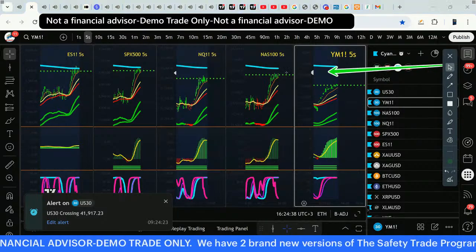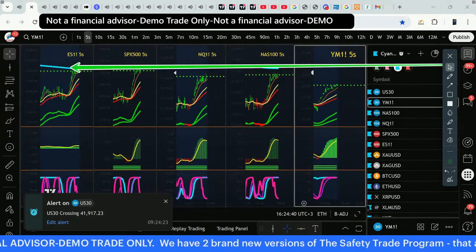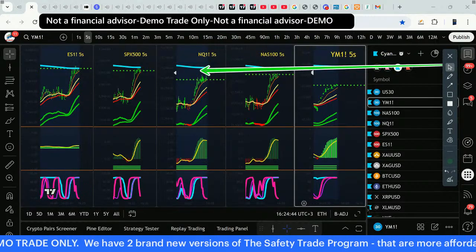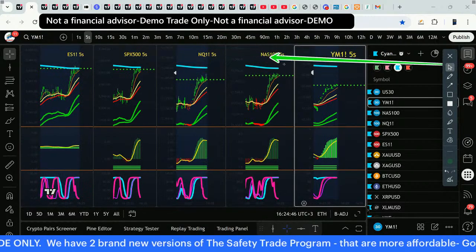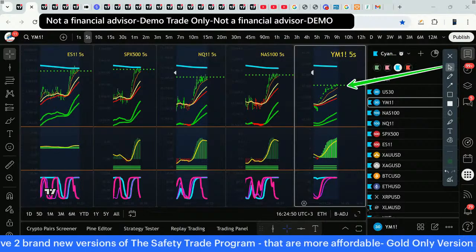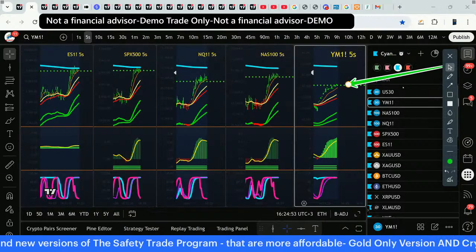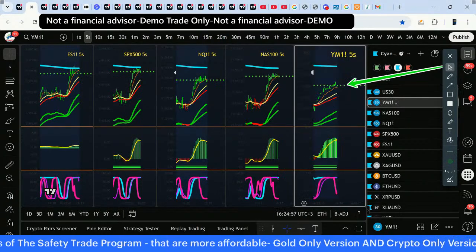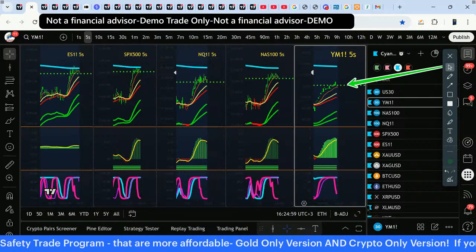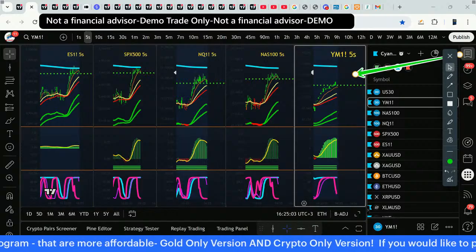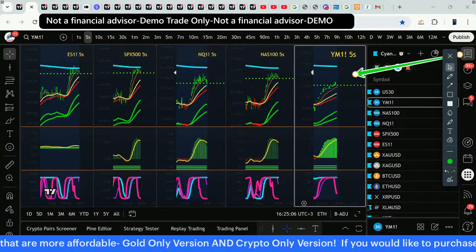Let's start participating. Touchdown, ES1 in the money. SPX1 in the money. NQ1, no touch yet. NAS 100 to the 5 second blue line, in the money. YM1 in the money. US 30 in the money. You're welcome. This is free money giveaway on YM1. Lagging behind US 30. Look at that go. Look at that go.